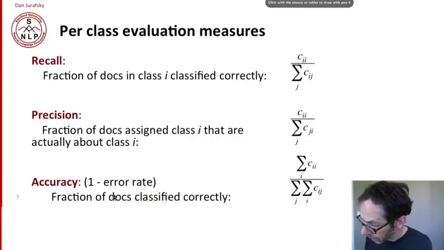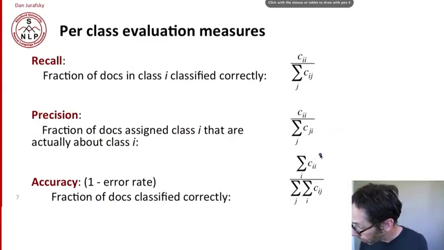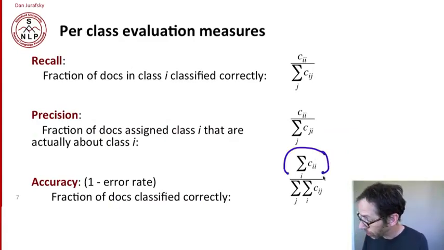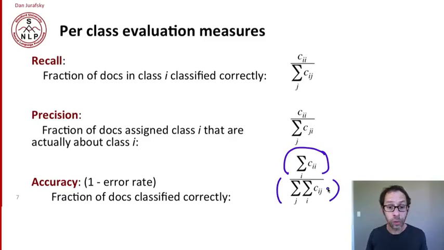And then accuracy is just the fraction of documents classified correctly. So it's the sum of these diagonal entries divided by the sum of all of the entries in the confusion matrix.